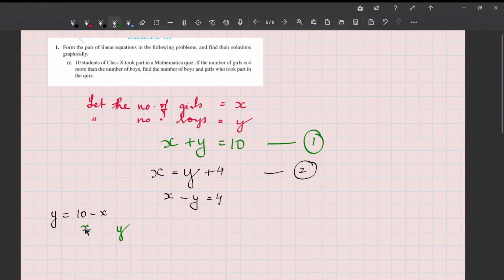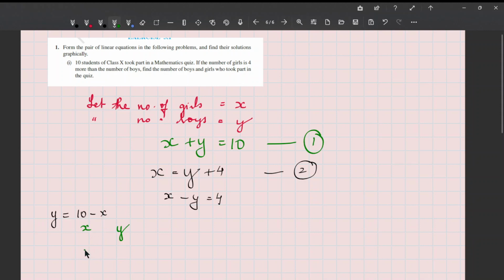Let us assume that the x value is, say, 0. If you assume it as 0, you will get y as 10. So it's very convenient, of course. 0 and 10. And again if I take x to be 10, that means all the children participating in the quiz are girls, so y is 0. Of course, this is very easy for us to plot, but let us ignore this, examine some other numbers and do it.